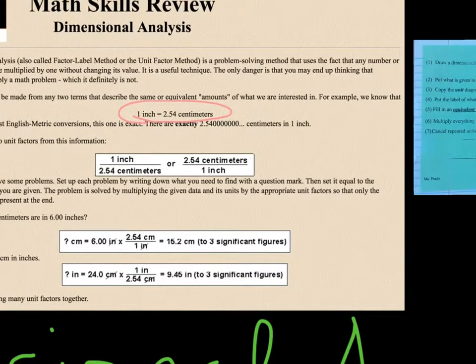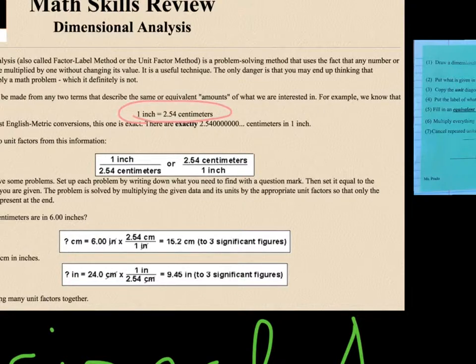I can use that with my unit of inch on top, if I'm trying to cancel out centimeters from something, or if I'm trying to cancel out the unit of inches, then I would have the inch on bottom. So the unit you're trying to get rid of goes on the bottom, and that's what tells you where your numbers go. So that's why the units are so important.